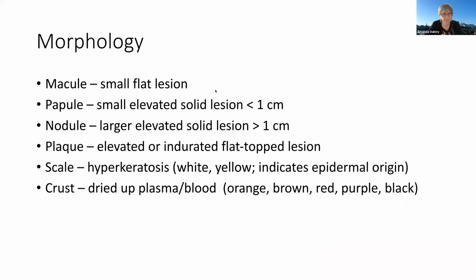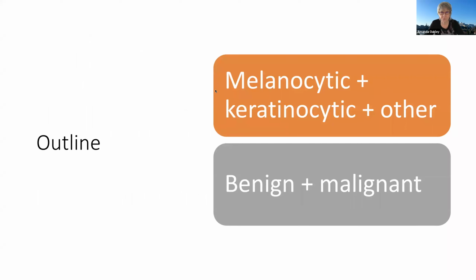Morphology is described as macule, small flat lesion, papule, small elevated lesion, nodule, larger elevated lesion, plaque, elevated but flat-topped. How much and what type of scale, and whether it's crusted, which is dried up blood. This talk will cover both melanocytic and keratinocytic lesions and a few other common entities that are benign or malignant.